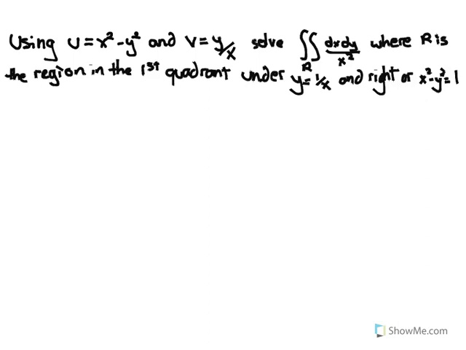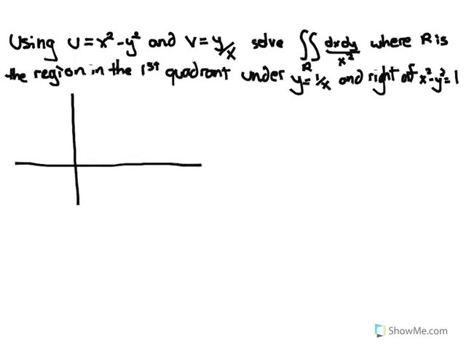x, and right of x squared minus y squared equals 1. Okay, so a lot going on there. I'm going to just very quickly start by drawing a very rough sketch of what's going on here.